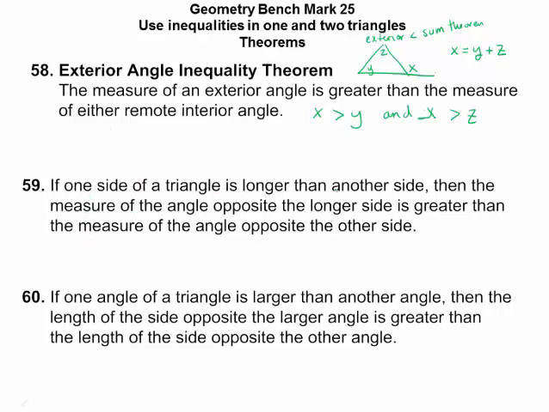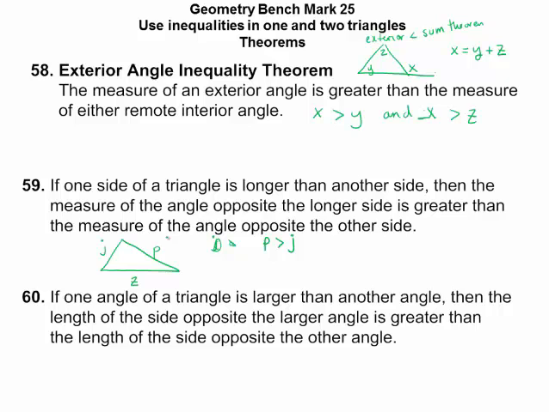If one side of a triangle is longer than another side, okay, so here I have a triangle. We'll call this side J and this side P. If P is bigger than J, okay, so P is longer than J.